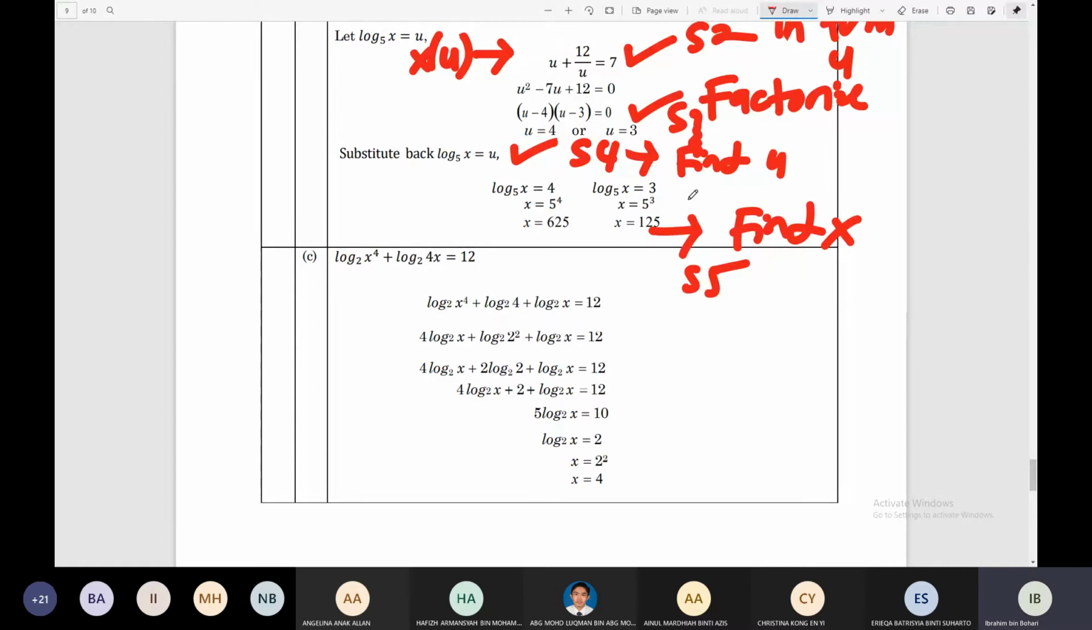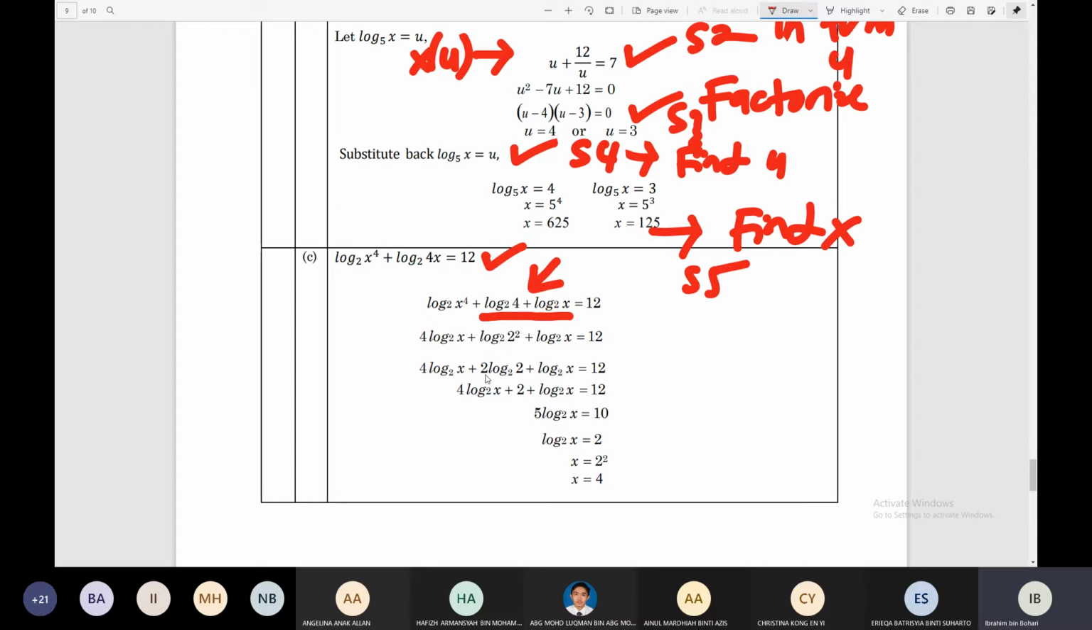Okay, question C: log x power of 4 base 2 plus log 4x base 2 equals 12. So first, log x power 4 base 2 plus log 4 plus log x, equals 12. Check you punya first step. Okay, log 4 base 2 plus log x base 2. Okay, and here equals log 2 square plus log x base 2, equals 12.